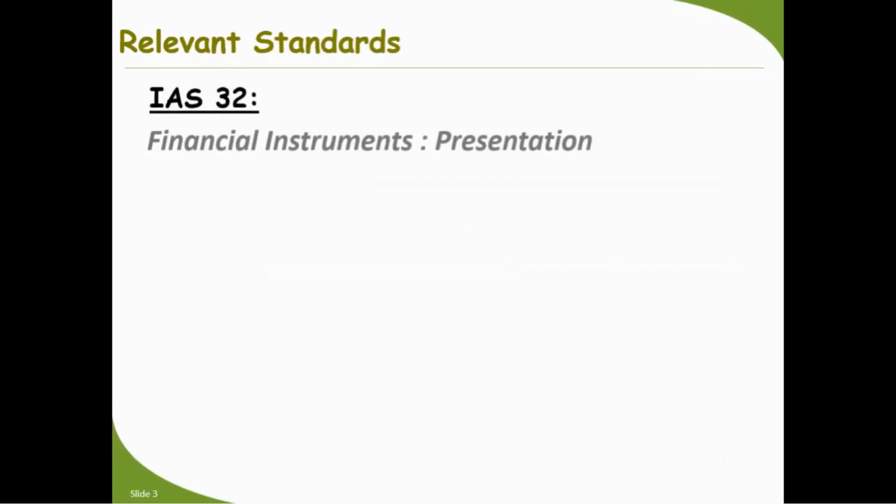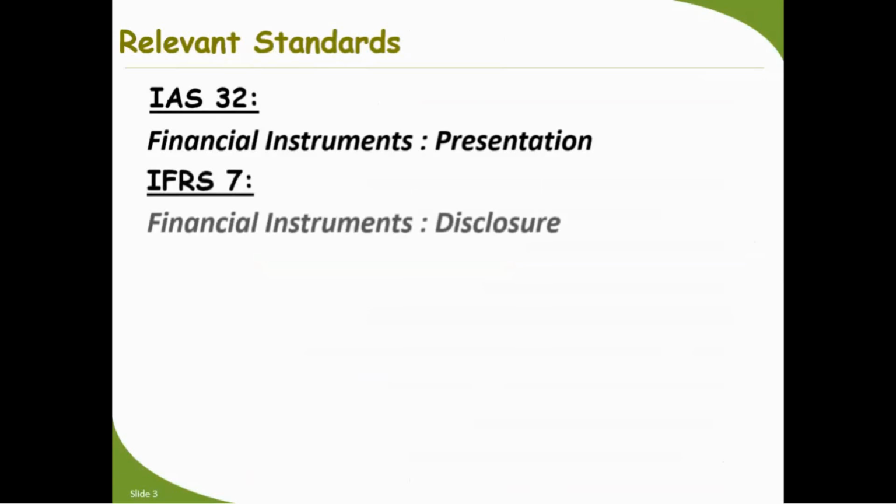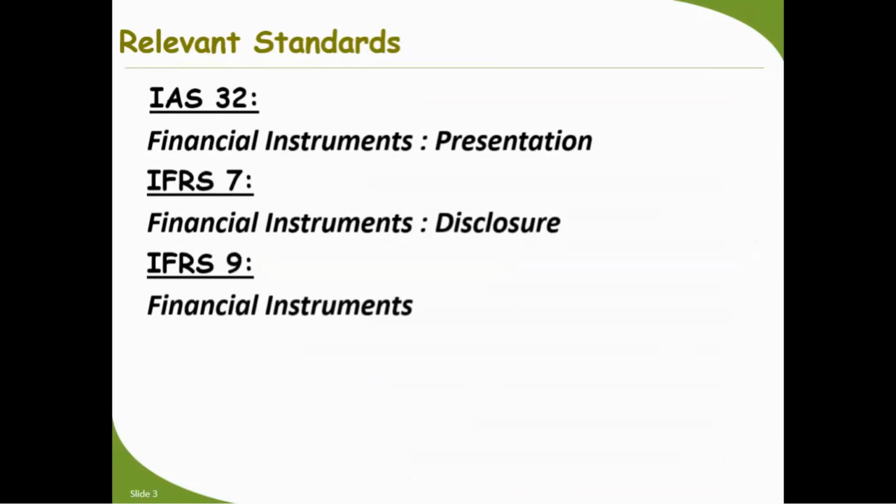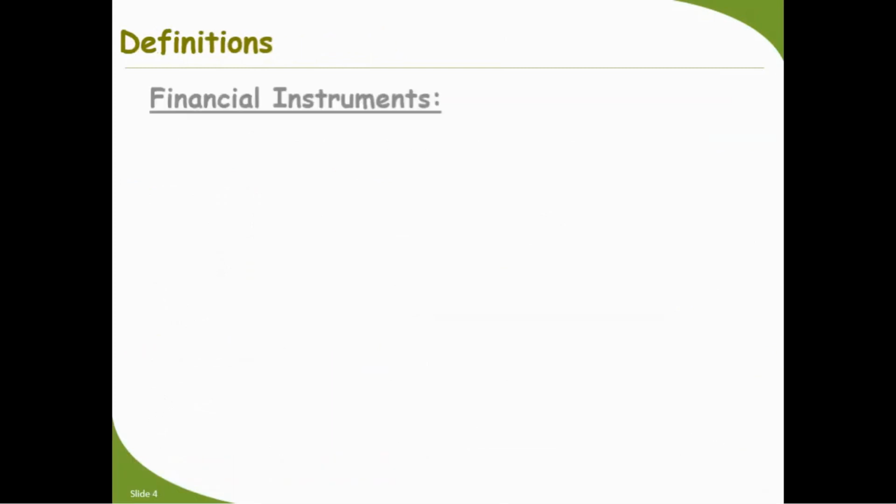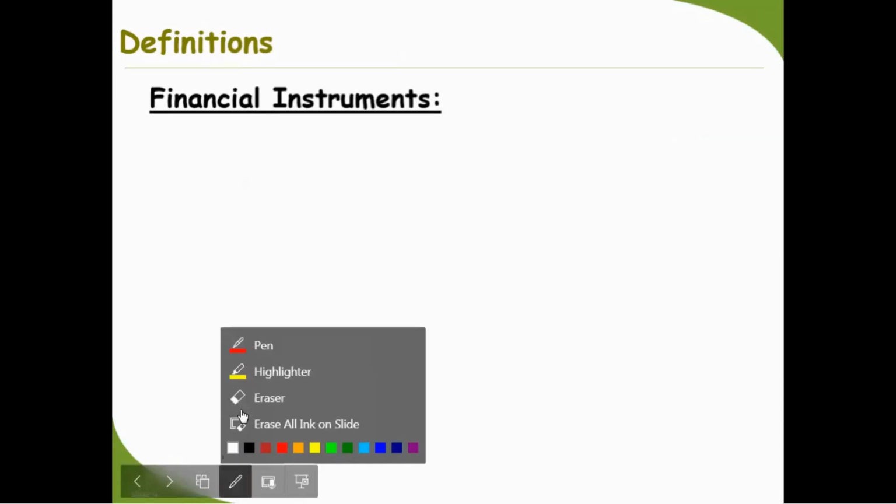First of all, relevant standards. IAS 32, Financial Instruments: Presentation, is a relevant standard. Then we will talk about IFRS 7, which is Financial Instruments: Disclosures. And then IFRS 9, which is about financial instruments. But keep in mind that all these standards are not 100% examinable in your paper financial reporting. Again, I'm repeating, in today's session, I will focus on how these standards will be tested by the examiner in paper financial reporting.